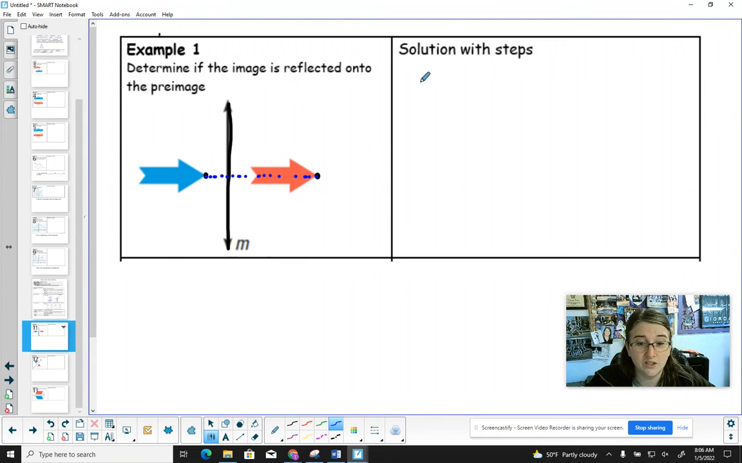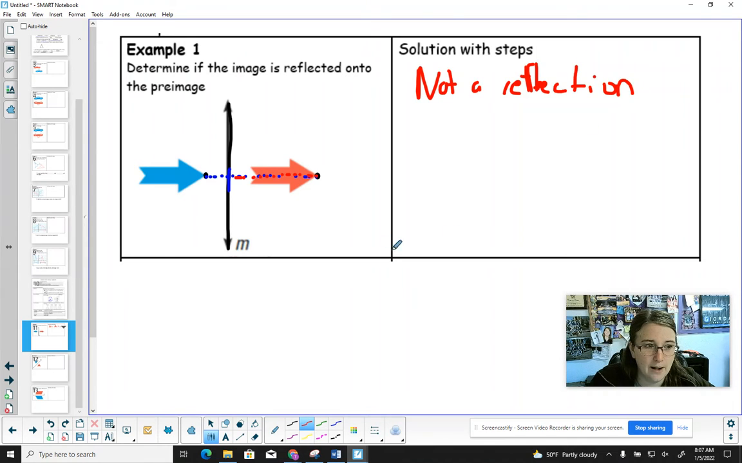So it's asking, is this a reflection? Because my matching points here, I could do this for any point, but because these matching points don't have the same distance from my mirror. Again, here's this distance to the mirror. Here's that distance to the mirror. This image is not a reflection, because those distances are different.